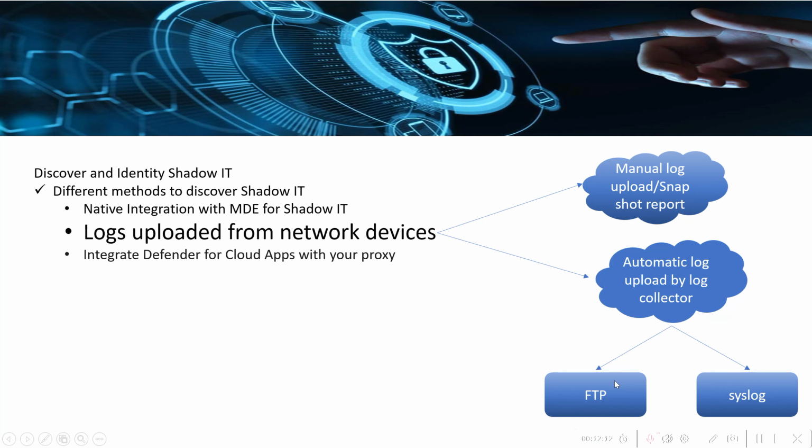In case of FTP, the logs are FTP transferred to the log collector and then uploaded to the MDCA portal. I'll repeat this again. If the log is transferred with FTP, initially the logs are FTP transferred to the log collector, and later they are pushed to the MDCA portal. But in case of syslog transfer, the log collector initially writes the received log to the disk, and then the log collector uploads the file to Defender for Cloud Apps when the file size is larger than 40 KB.